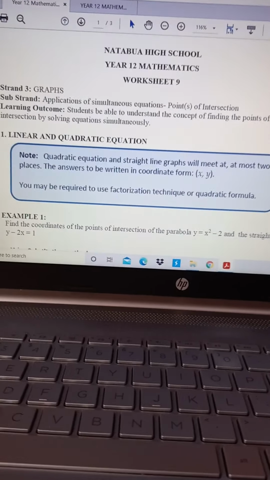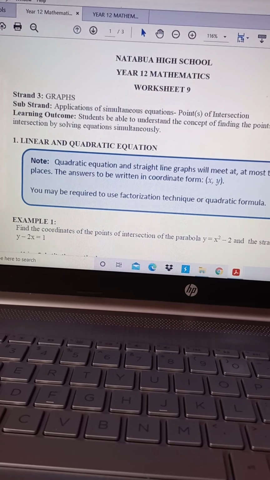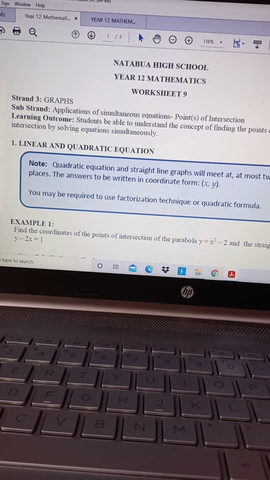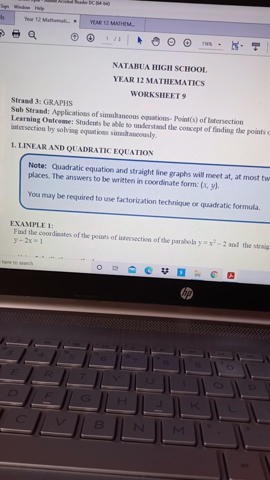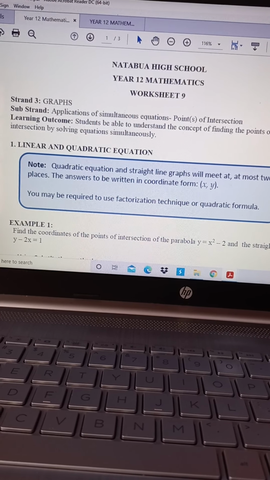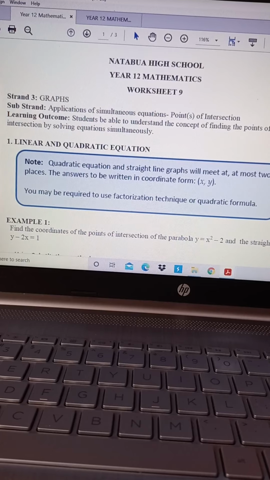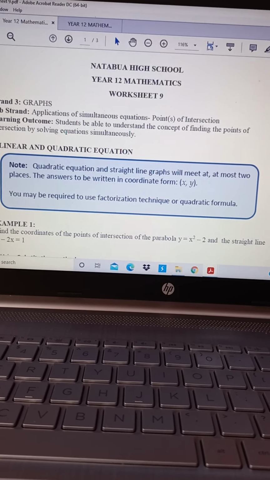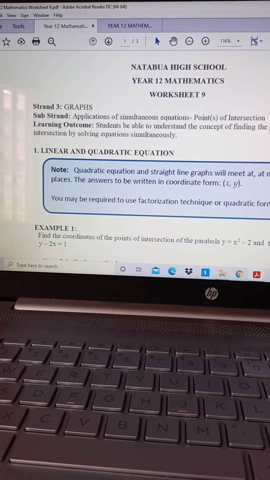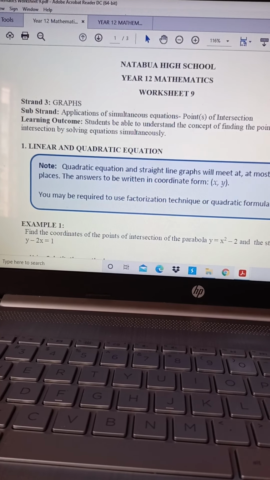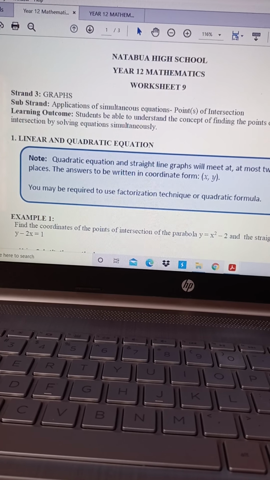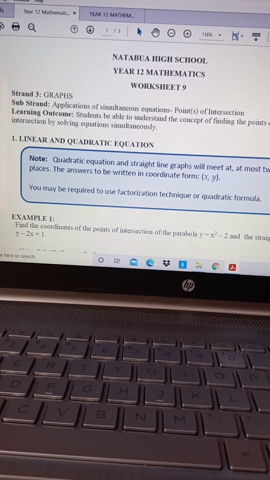This week we are going to be looking at worksheet 9. Worksheet 9 is based on graphs, and again it is application of simultaneous equations, or basically the points of intersection. The learning outcome for this one says students should be able to understand the concept of finding the points of intersection by solving equations simultaneously.